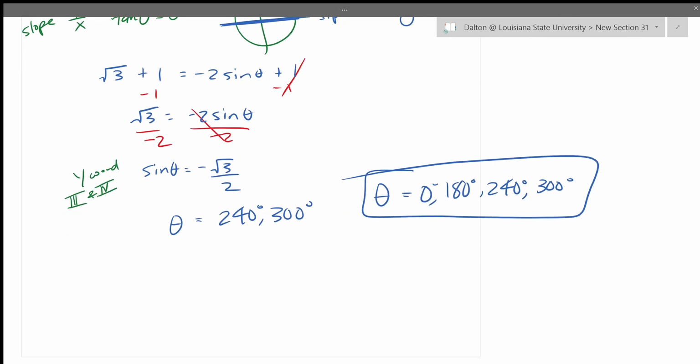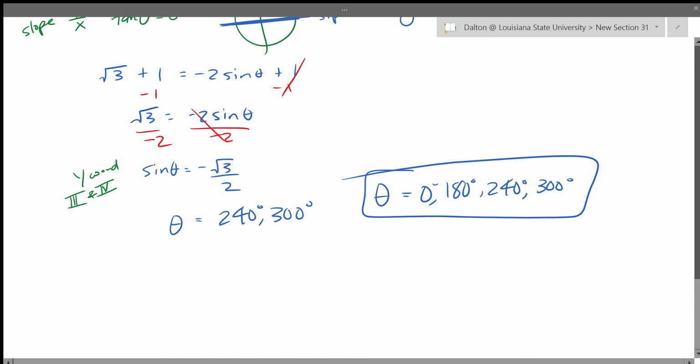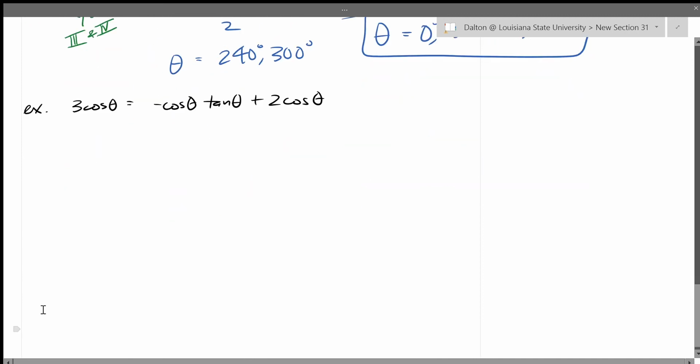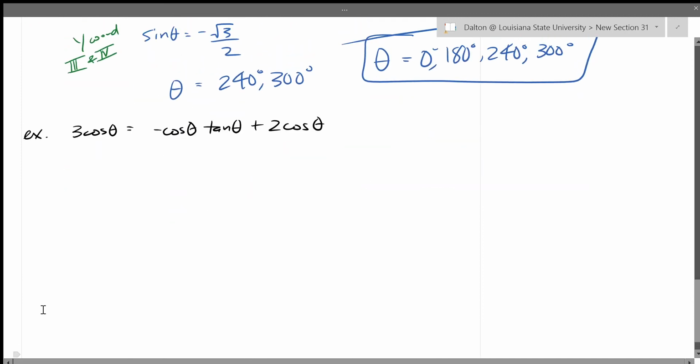Last example. Similar to that one, it's going to involve some factoring again. 3 cosine theta is equal to negative cosine theta tangent theta plus 2 cosine theta. So in this example, I'm going to take the approach of, I recognize that I have 2 trig functions. I have cosine and tangent. And anytime you see that you have 2 or more, that's going to imply that we're going to factor.